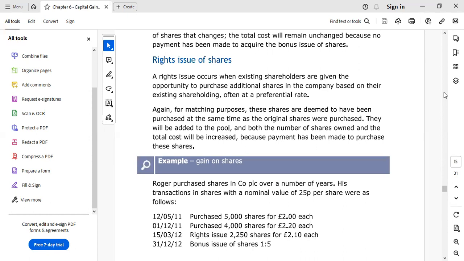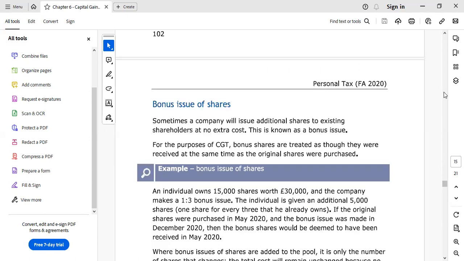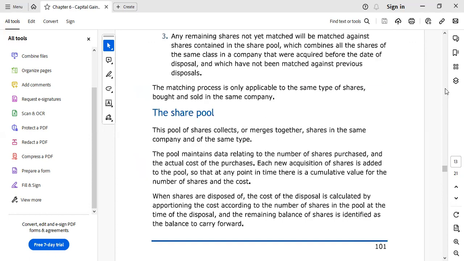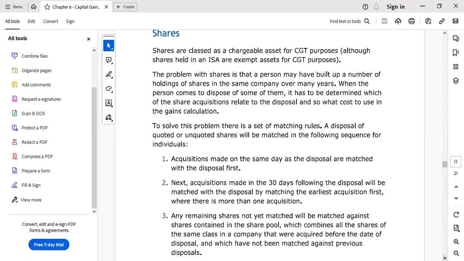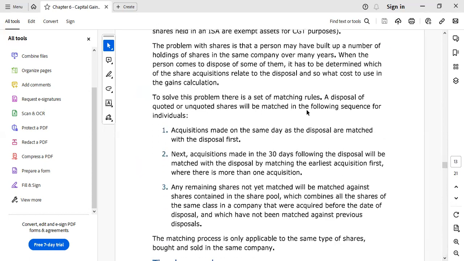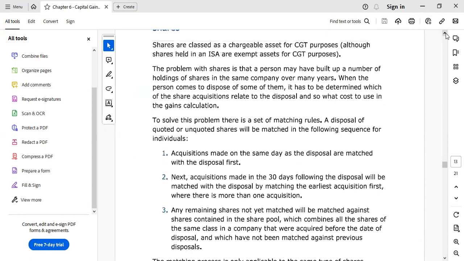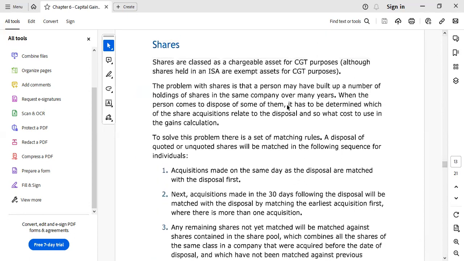Bonus issue of shares. Before going to the bonus issue, I have to tell you one rule, called the matching rule. Shares are classed as chargeable assets for capital gain tax purposes. To solve the problem, there is a set of matching rules we need to look at first.